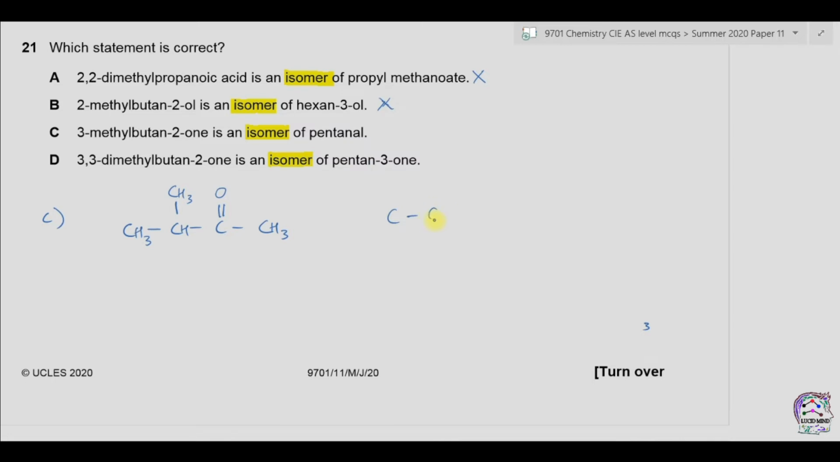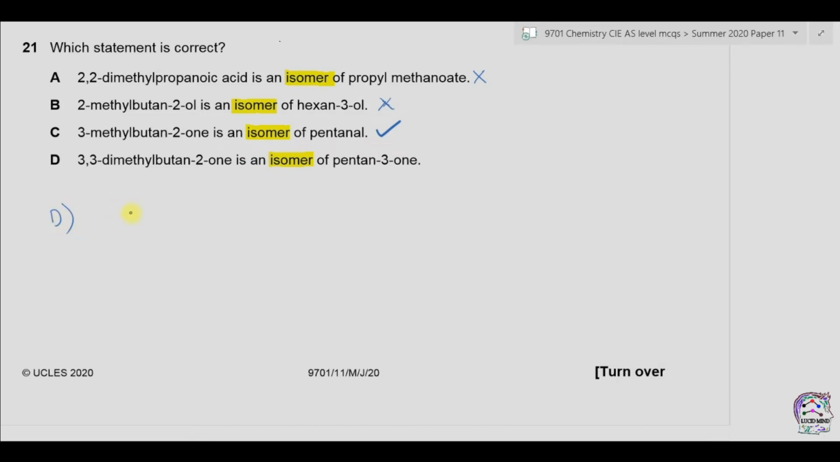Pentanal means we have 5 carbon atoms, and as it is an aldehyde, the carbonyl carbon is on the last carbon. Now 3 hydrogens with this, 2, 2, 2. Now we can count the number of atoms. We have 5 carbons, 10 hydrogen atoms, 1 oxygen atom. For this we have 5 carbons, 10 hydrogen atoms and 1 oxygen atom. So yes, they are isomers of each other. So this could be the possible answer.